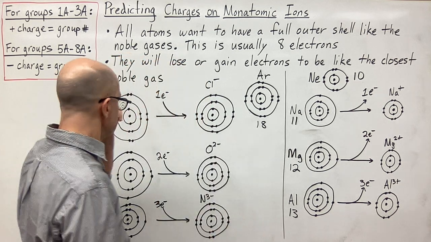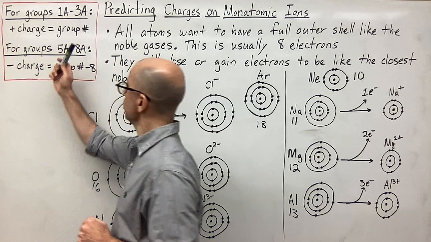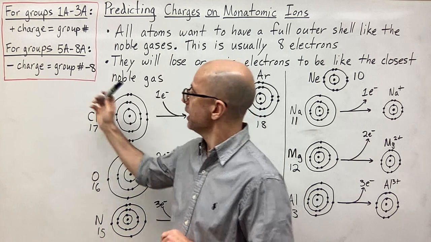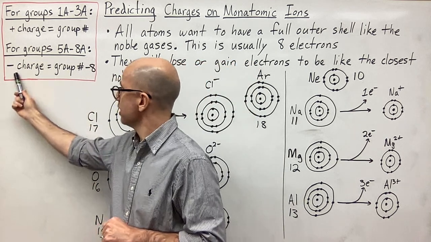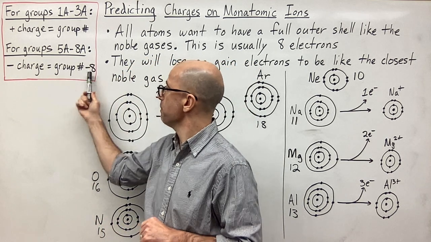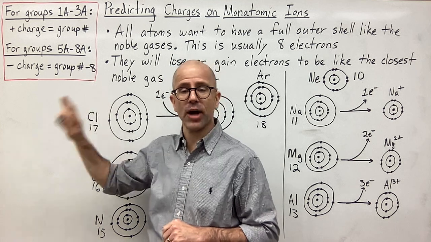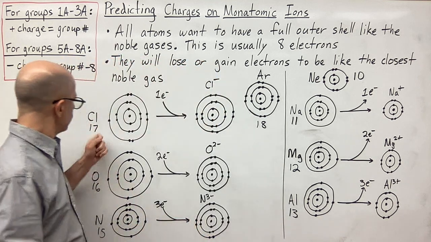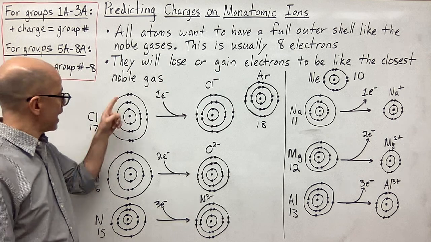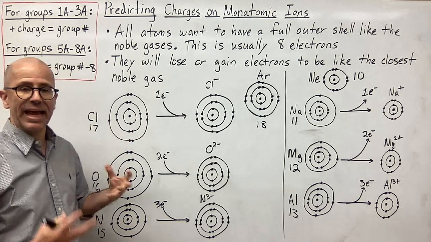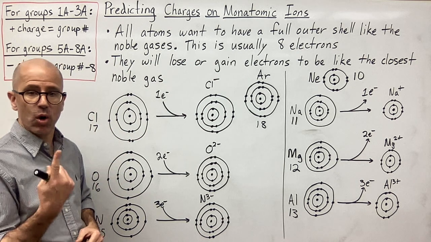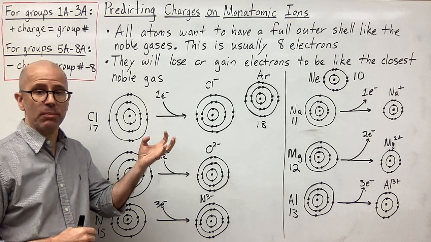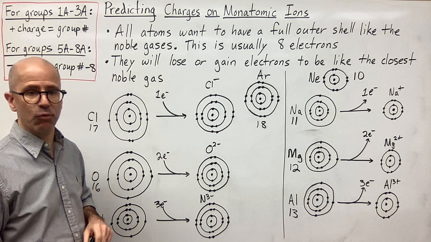Okay. For the groups 5A through 8A, the rule is a little bit different. The negative charge on the ion will be equal to the group number minus 8. So if you subtract 8 from the group number, you get the charge. So over here again, chlorine is in group 7. It's got 7 valence electrons. It gains one more electron, gets a -1 charge, right? So what is 7 minus 8? The group number 7 minus 8 gives you a -1.